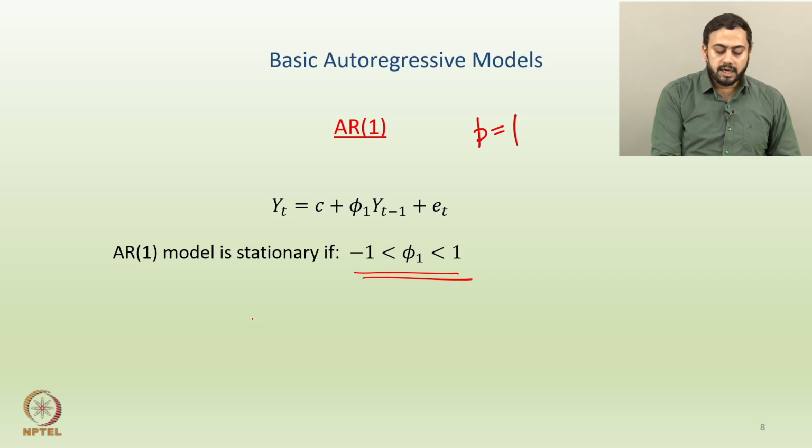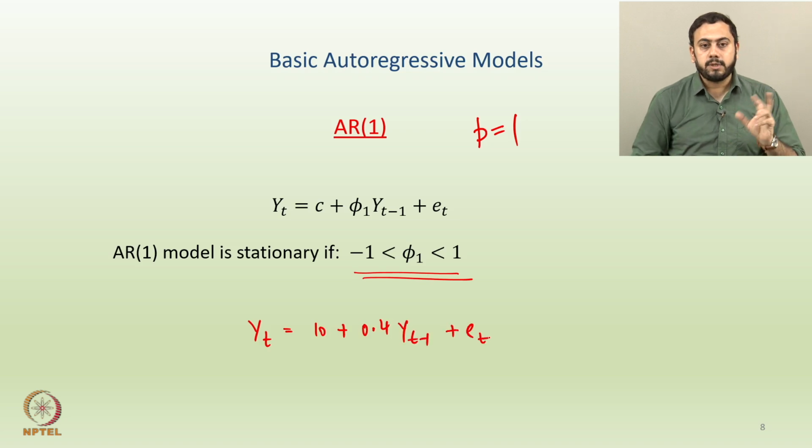Right. So, we can take up an example. Let us say yt equals 10 plus 0.4 yt minus 1 plus et. Right. Now, a couple of questions. The structure corresponds to which model first?